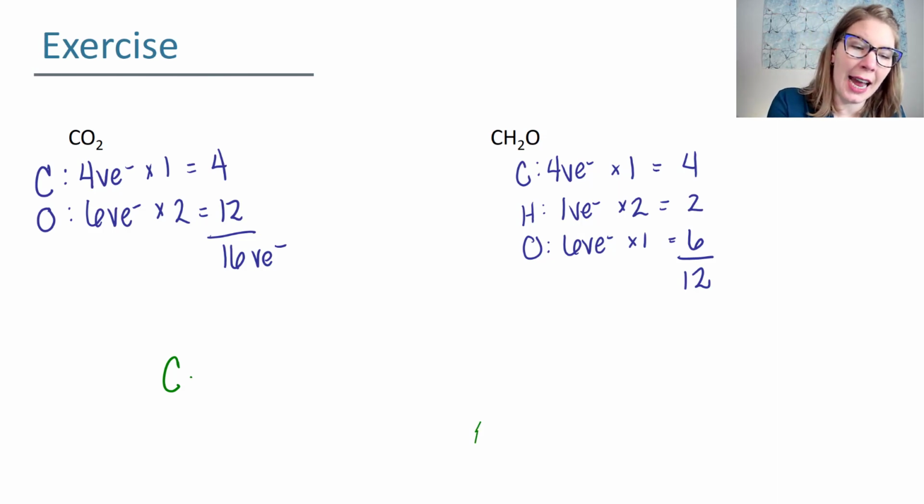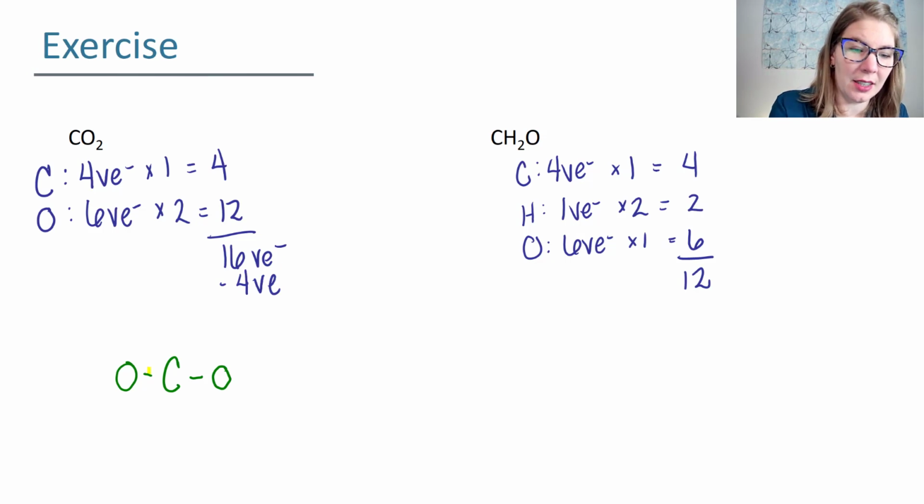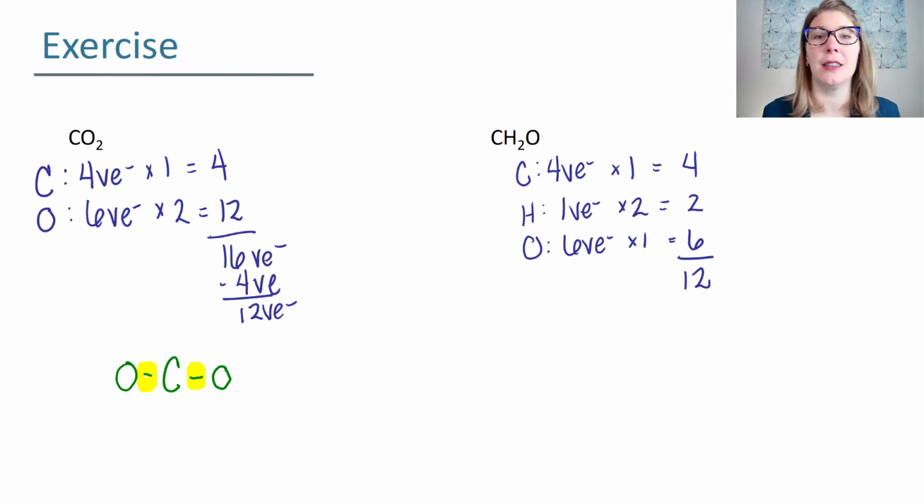Now let's attach our oxygens to each side of the carbon. I drew them in a linear fashion because I know about molecular geometry. You might have drawn yours bent. That's fine for right now, and we'll expand upon it later. I've drawn in 4 electrons already because this is worth 2 and this is worth 2. So now what I have left is 12 valence electrons.